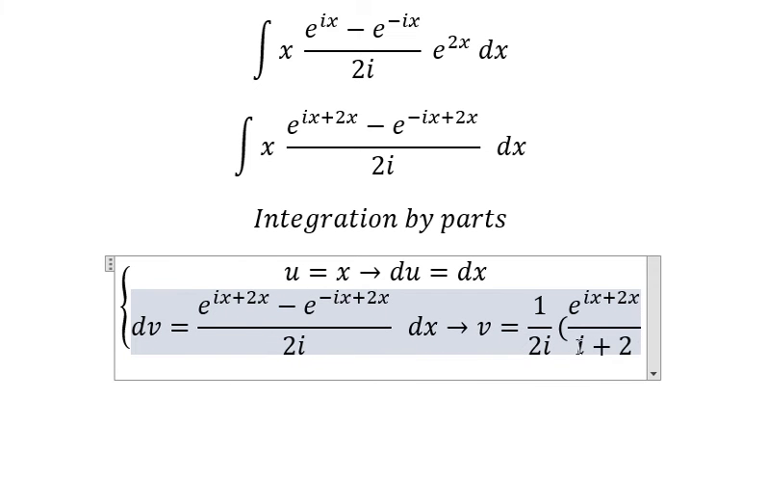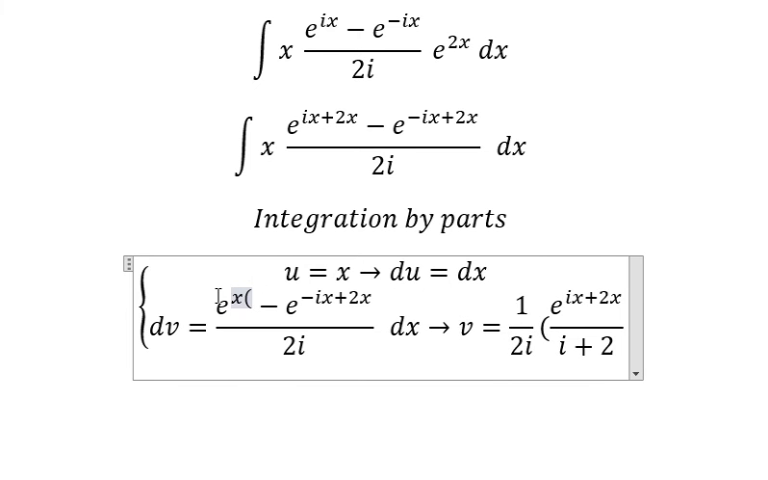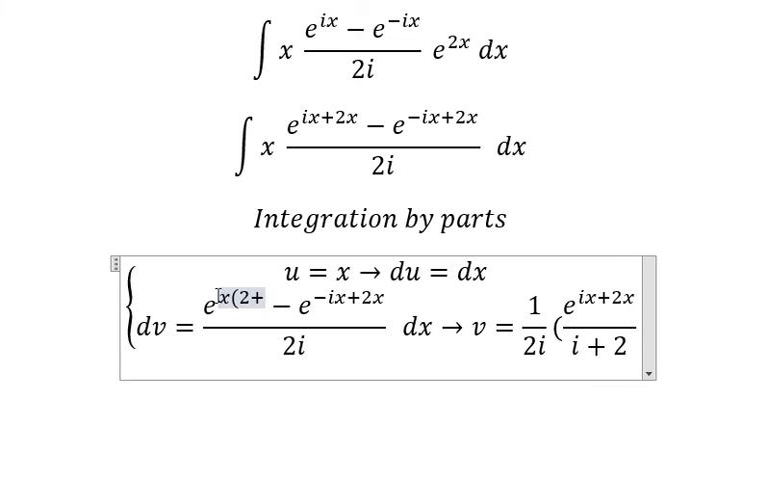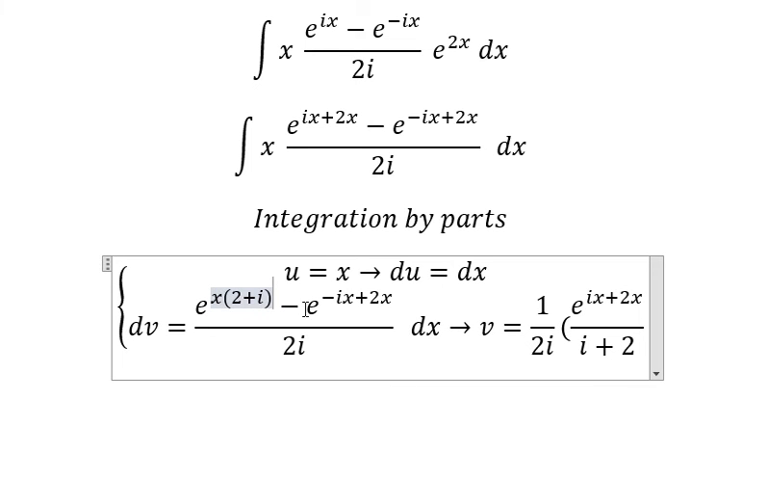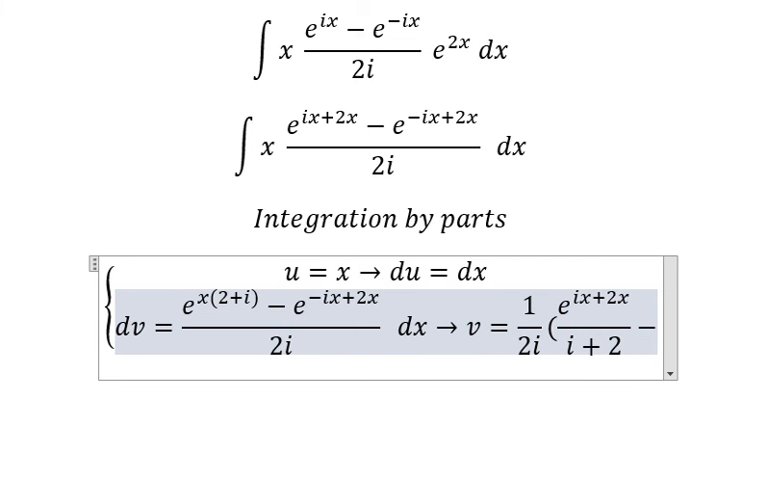So to find this one, we see that we have the same factor in both terms. We can do factorization. So the integration of this one, we will have this one over i plus 2. That's it from here. Now we go to do the same for the second one.